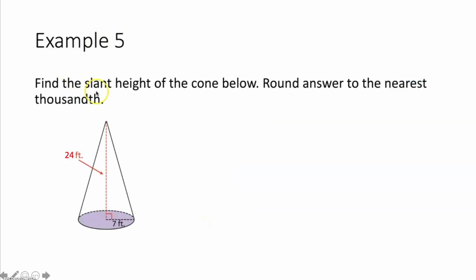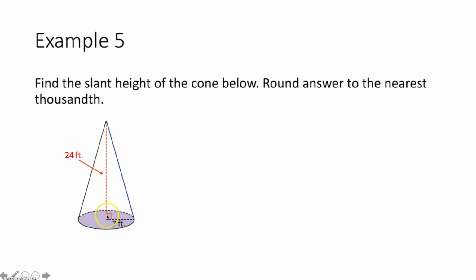Now example 5 says find the slant height of the cone below. Round your answer to the nearest thousandth. So we again have a right cone because our altitude goes from the vertex to the center of our circle down here. We are given the length of our altitude, or the height of this cone, and we're given the length of the radius. So how do I find the slant height here?